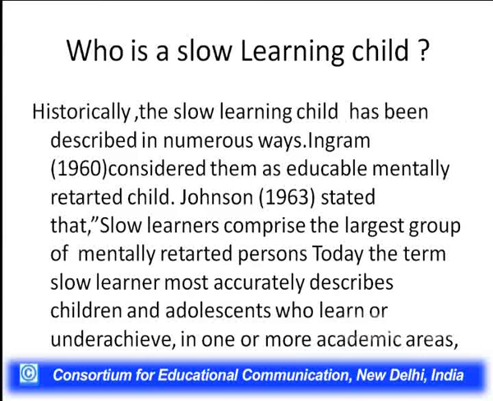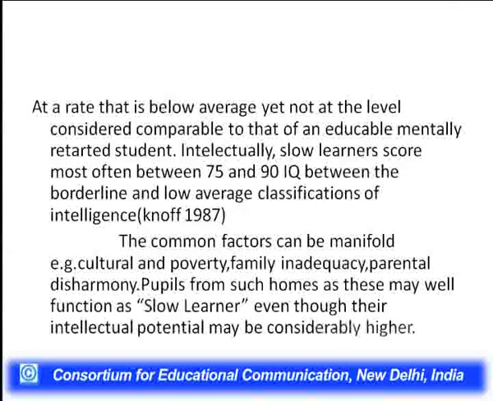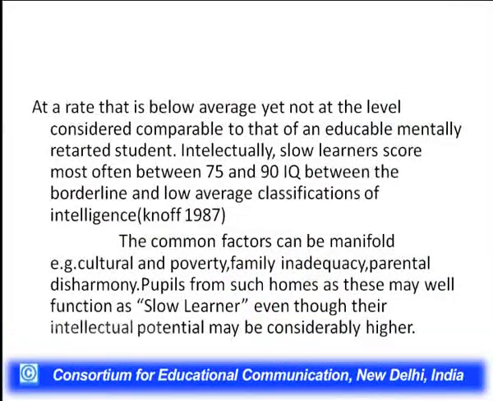Today, the term slow learners most accurately describes children and adolescents who learn or underachieve in one or more academic areas at a rate that is below average and not yet at the level considered comparable to that of an educable mentally retarded student. Intellectually, slow learners score most often between 75 and 90 IQ, between the borderline and low average classification of intelligence given by Knopf in 1987.